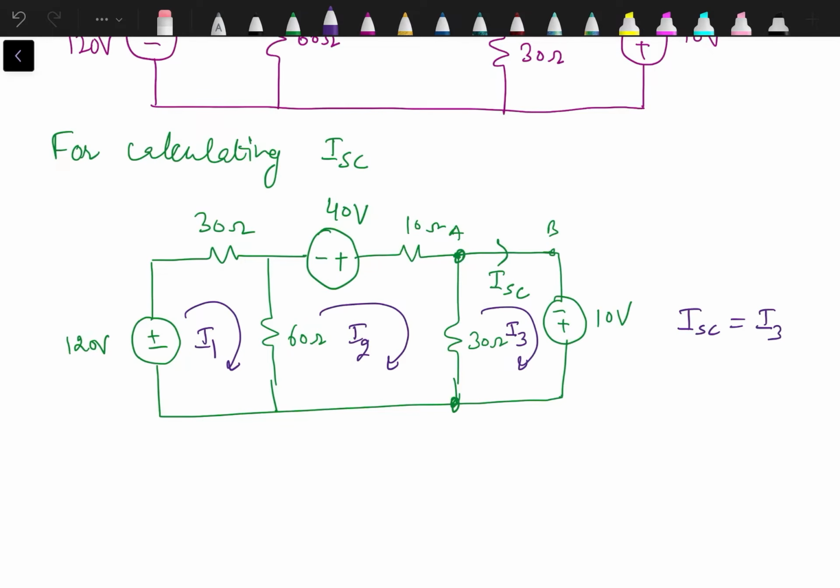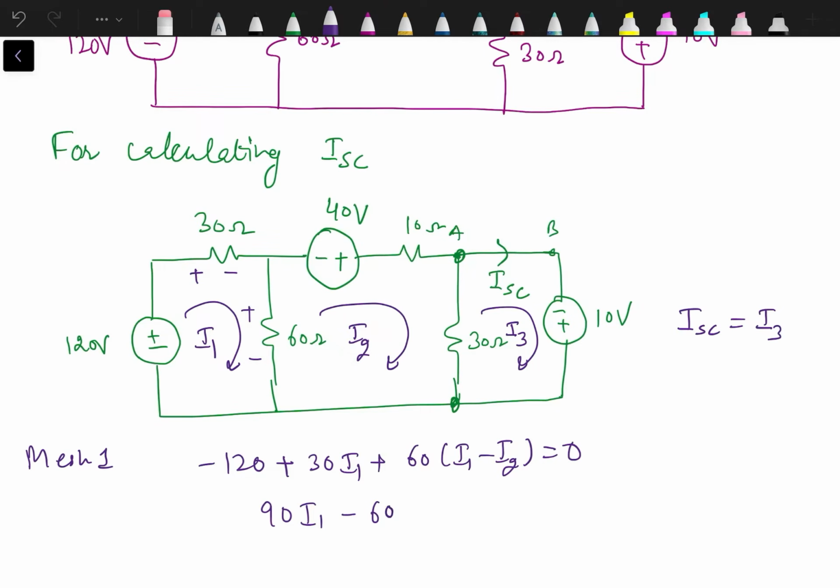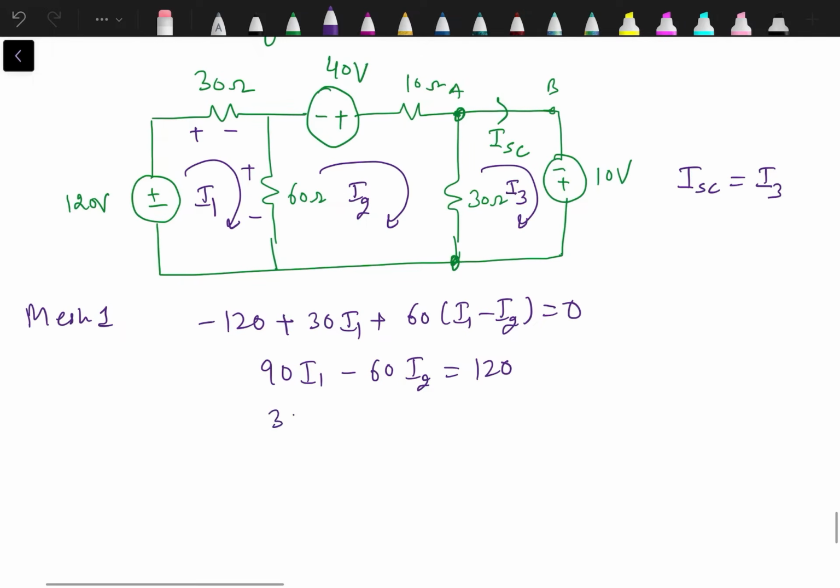Let's start with the first mesh, plus minus plus minus. These are the voltage drop polarities as per the flow of I1. So the mesh 1 equation is minus 120 plus 30 I1 plus 60 (I1 minus I2) equal to 0. 90 I1 minus 60 I2 equal to 120. 3 I1 minus 2 I2 equal to 4. First equation.